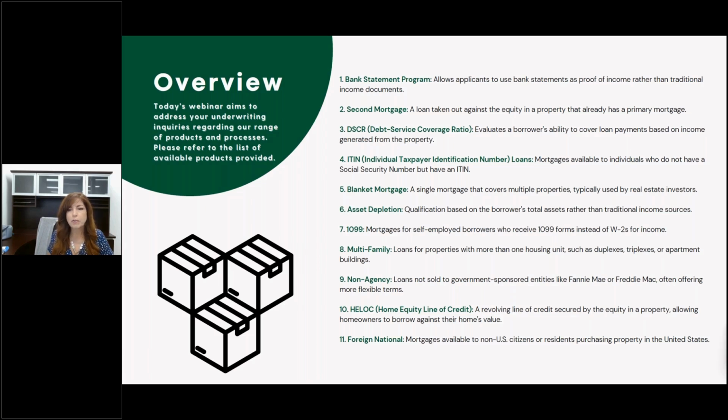Let's see here. I'm going to move along on the slide here. 1099s, we touched on that already, so we'll go past that. Multifamily, I just touched on that. So the 5 to 8 units and also mixed use properties. We do those and we're happy to look at them.